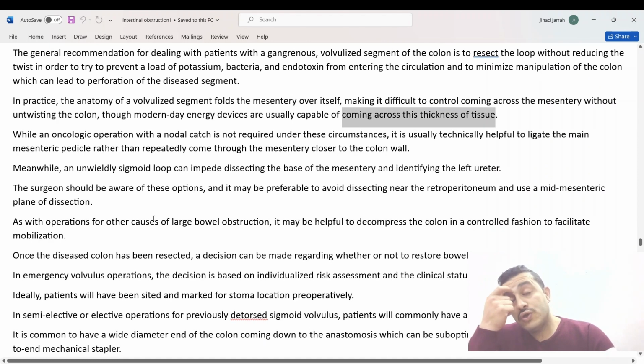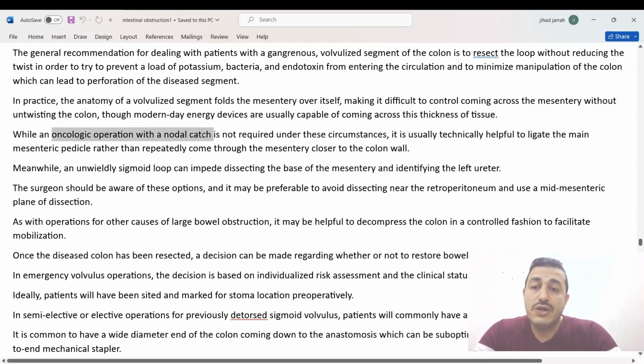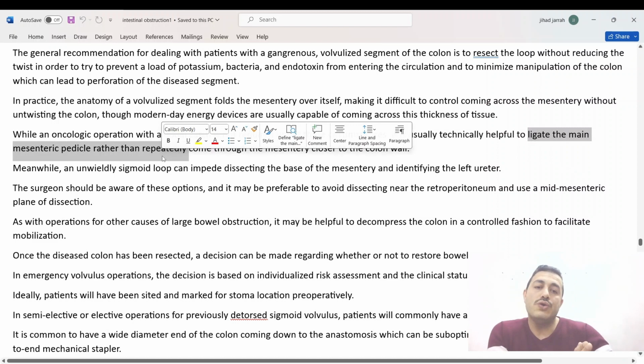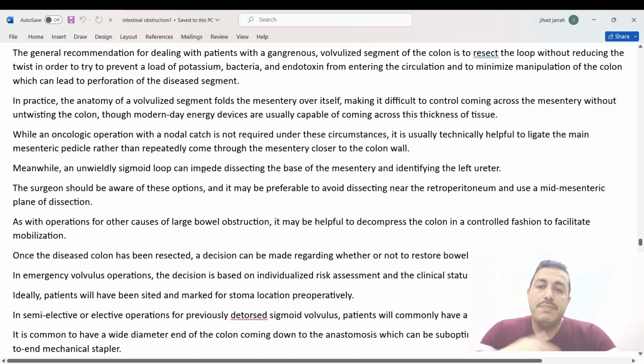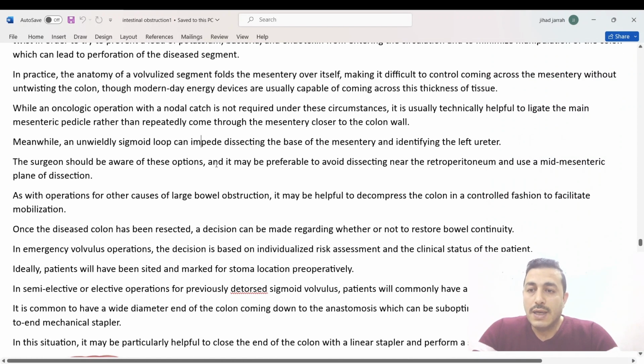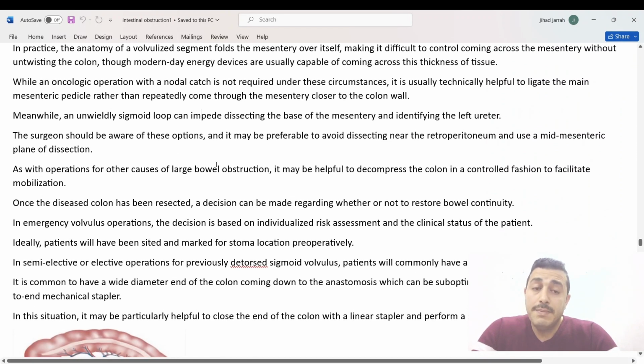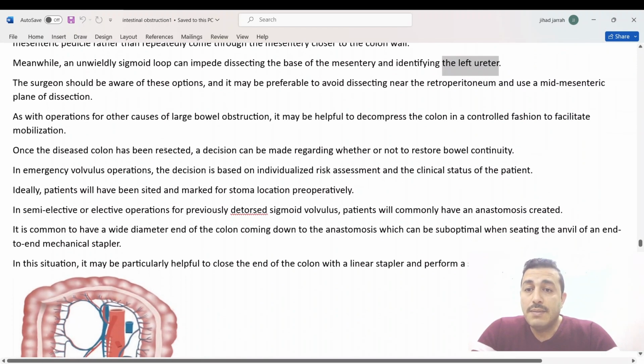Does oncological resection is required? Actually no, but it's preferable. As you see here, an oncological operation with nodal catch is not required under these circumstances, but it's usually better to ligate the main mesenteric pedicle rather than to go near the colon and repeatedly cut the feeding vessels. Be careful of the left ureter. It will be in that part.